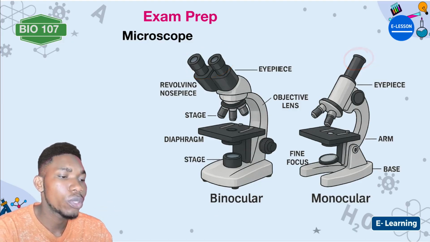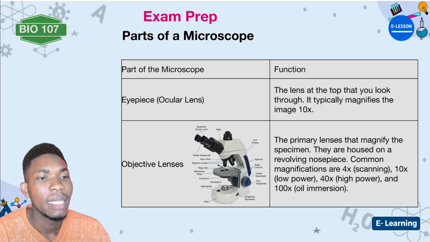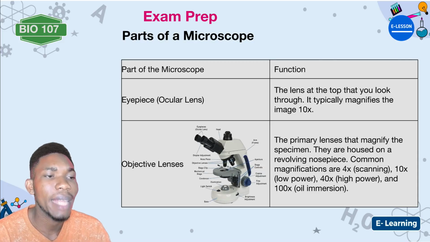Now let's look at the function of the various parts. We have the eyepiece, which is the ocular lens. The lens at the top that you look through typically magnifies the image 10 times.